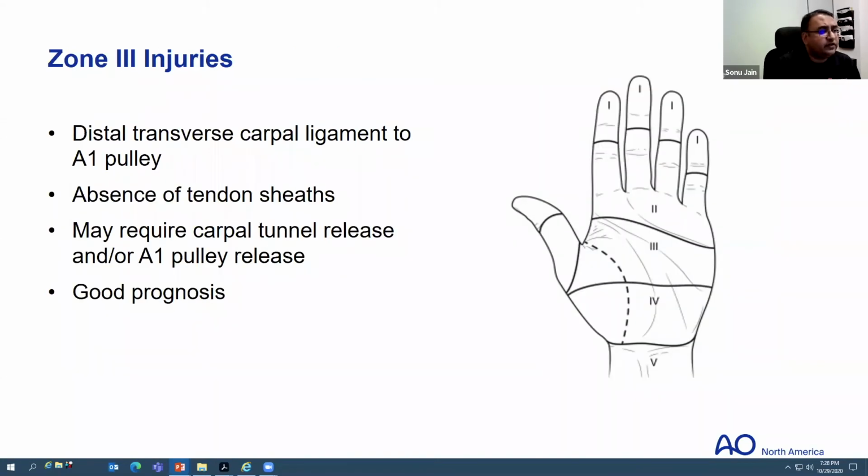So zone 3 injuries, distal to the transverse carpal ligament to the A1 pulley. There's no tendon sheath here. These do pretty well. Sometimes you have to release the A1 pulley to get access for the repair, and sometimes you do have to release the carpal tunnel as well to perform your repair.